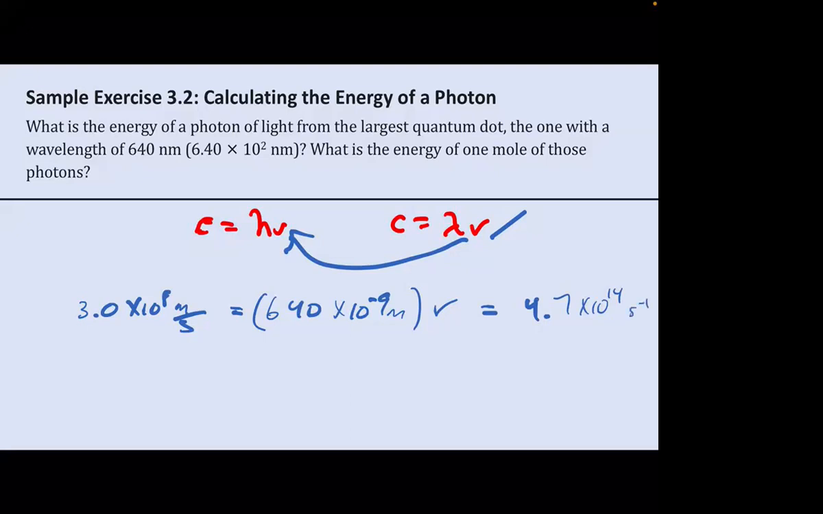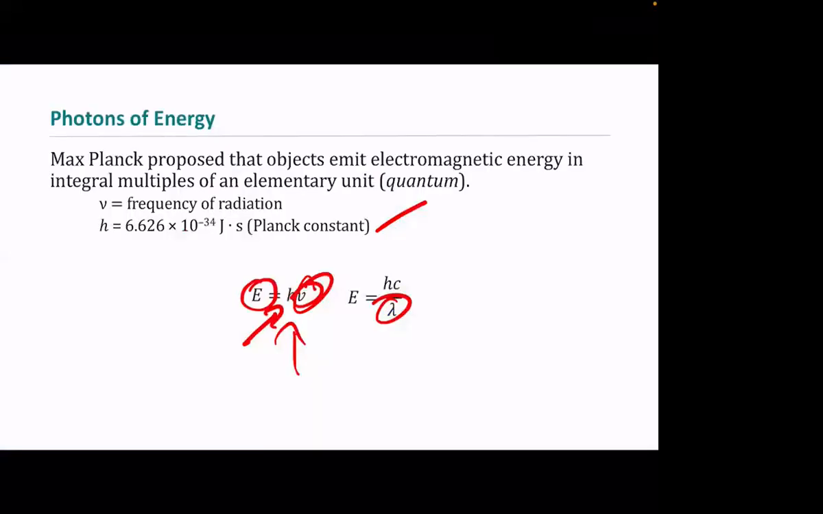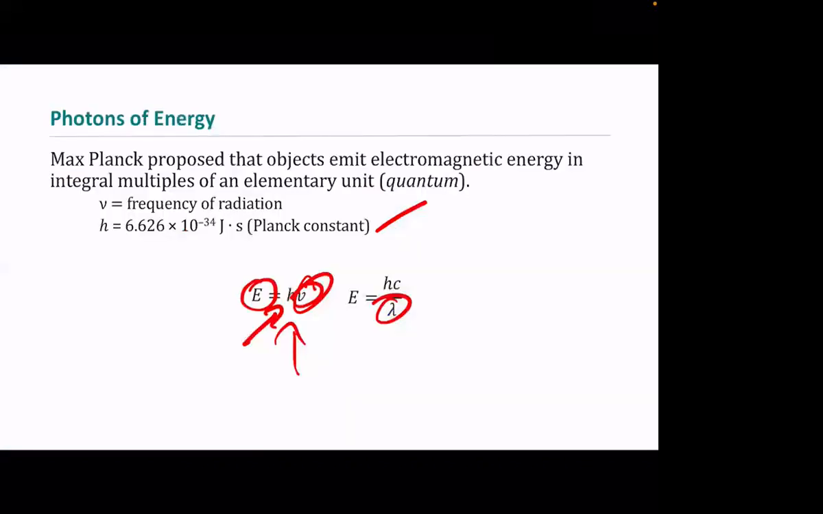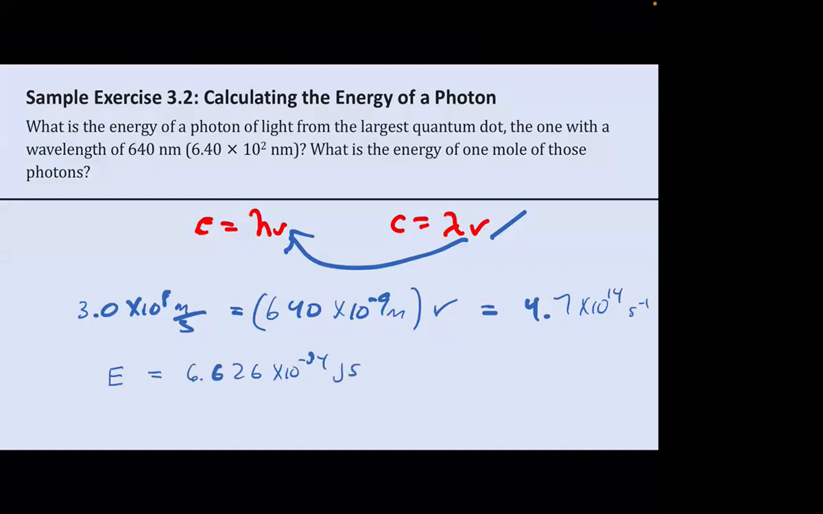Now I can just put it in here. E is equal to, let's look up what h is, 6.626 times 10 to the minus 34. Notice the units, joules seconds, times my 4.7 times 10 to the 14th seconds to the minus 1. My seconds will cancel out nicely, and I'll be left with joules. And what do I get for that?